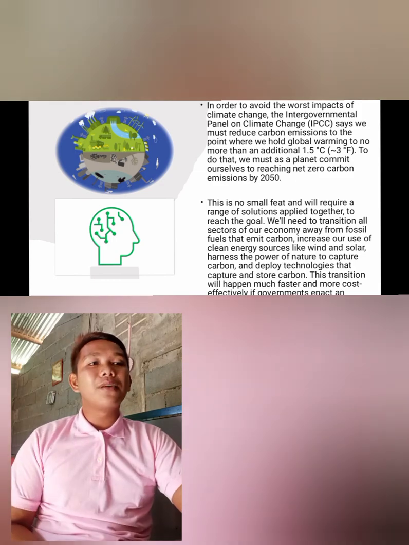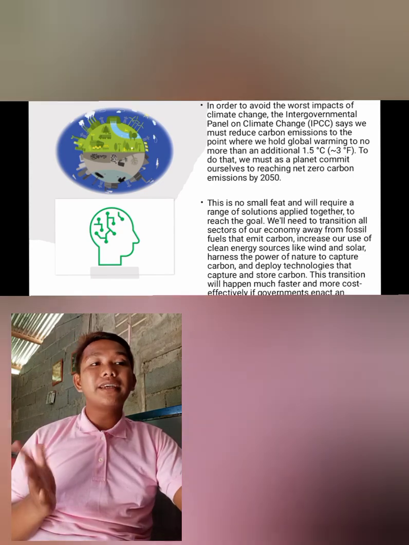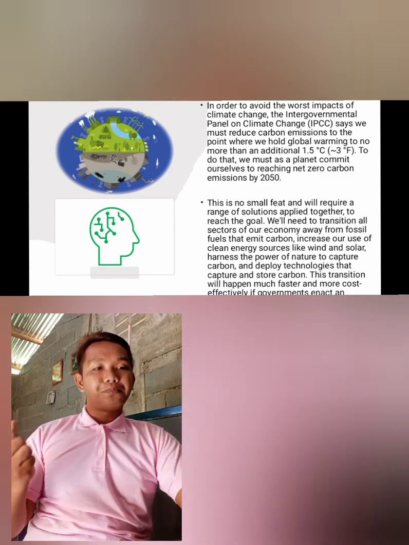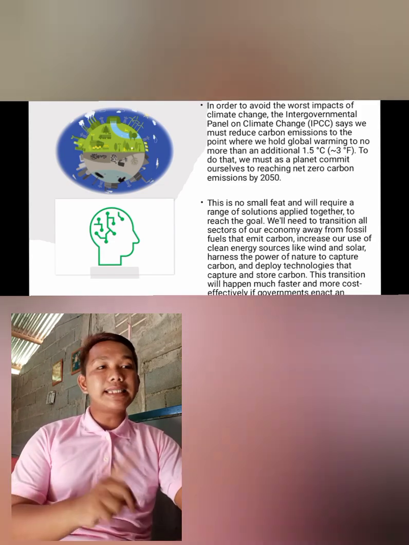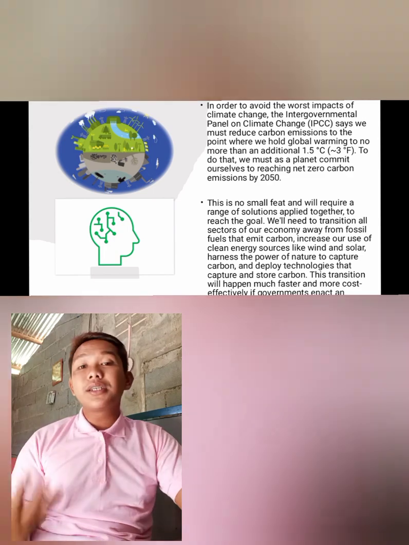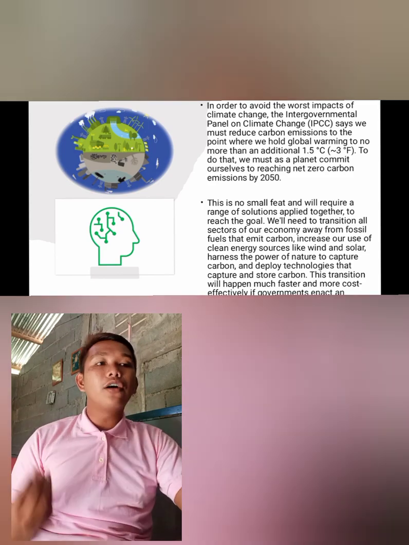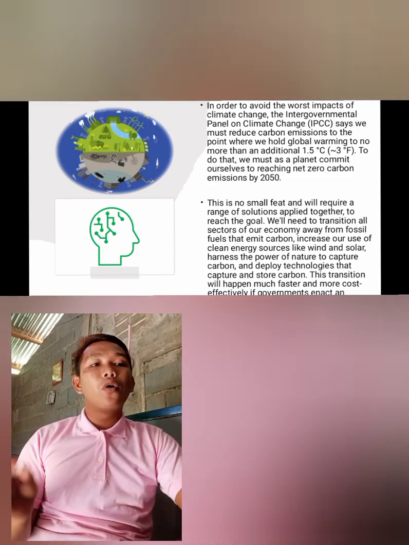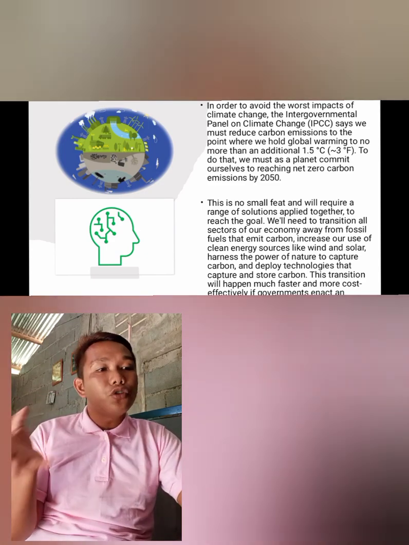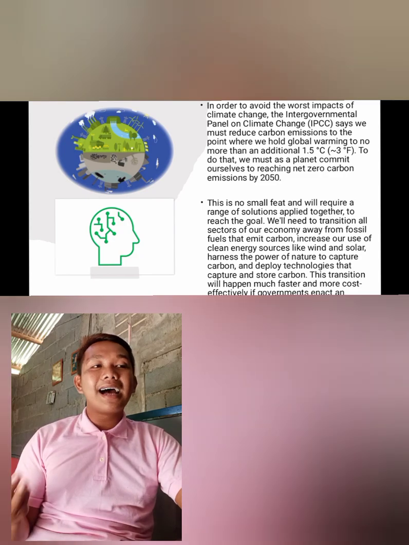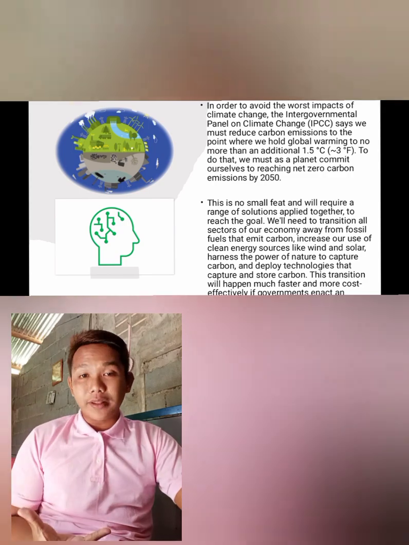And the next one is, what are the solutions to climate change? In order to avoid the worst impacts of climate change, the Intergovernmental Panel on Climate Change, which is the IPCC, says we must reduce carbon emissions to the point where we hold global warming to no more than an additional 1.5 degrees Celsius. To do that, we must, as a planet, commit ourselves to reaching net zero carbon emissions by 2050.